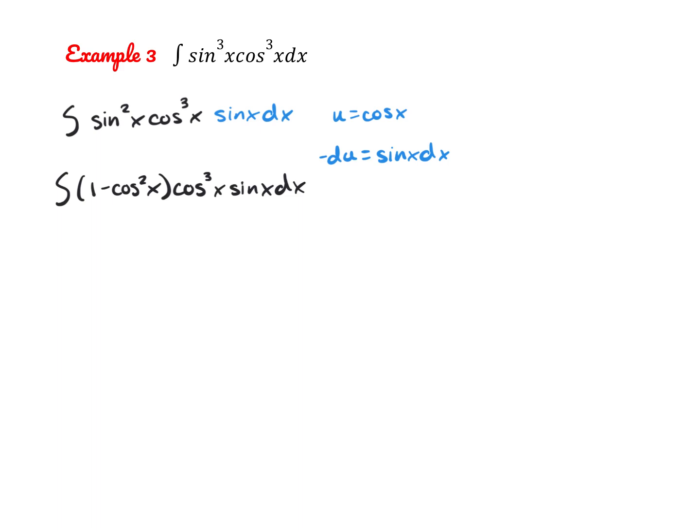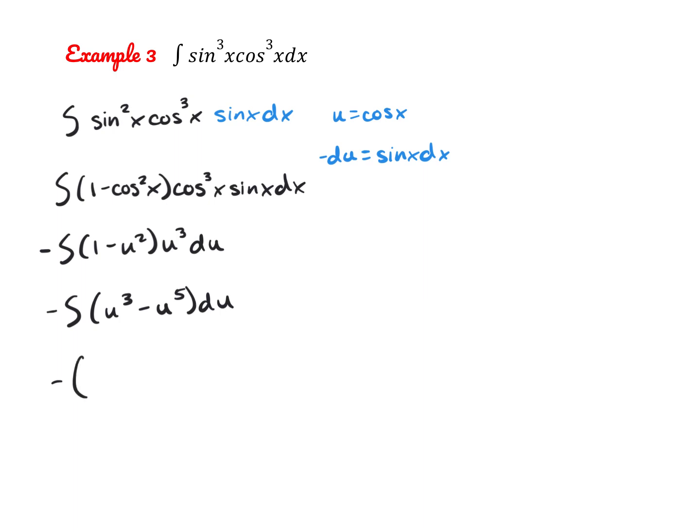Now I'm ready to do my u sub. So I have 1 minus u squared times u cubed, and then all of this will substitute out, and I'll put that negative right out front. So from here, we'll just distribute. So u cubed minus u to the 5th du, and then we can integrate.